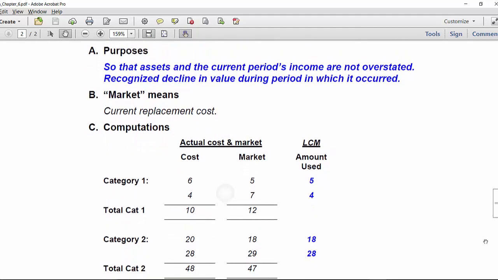In category 2, we have items that are $20 cost, $18 market. So we're going to use the $18 market value. However, we have a $28 cost item that's worth $29, so we'll use the lower of the two, 28. So what do you do with it? You take the lower of the two. That's why it's called lower of cost or market.